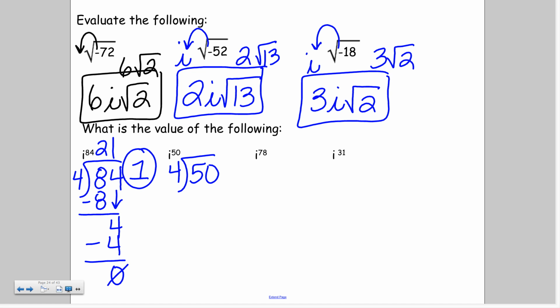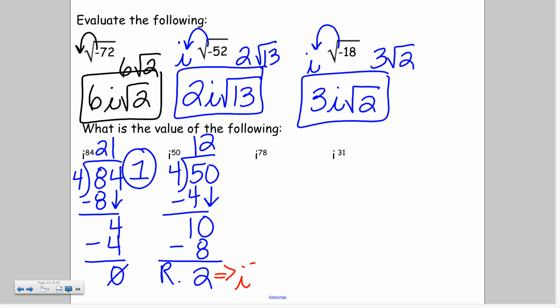4 can go into 5 one time. 1 left over, bring down 10. 4 can go into 10 two times. 2 times 4 is 8. Leaves me with 2. So I have a remainder of 2. If I look back at my i's, when we were doing i squared, i to the cube, whatever, I'm looking at i squared. Remainder tells me the exponent I want to look at. So i squared we simplified down into negative 1.